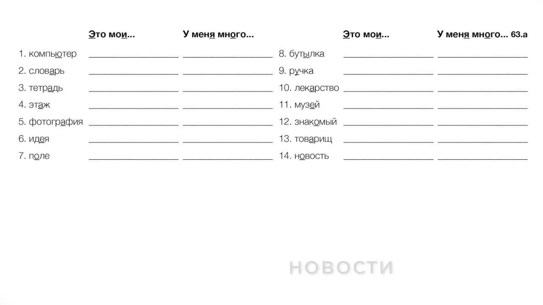14. Новость. It's a feminine soft-sign noun. Это мои новости. Right, this is my news. У меня много новостей. Right, I have a lot of news, a lot of pieces of news, you might say, right there in the plural. And there, that stress shift is somewhat unexpected. But again, we see that ей is quite often stressed. You might not necessarily expect that for certain in a two-syllable word, but anyway, that is the stress here. Новостей.